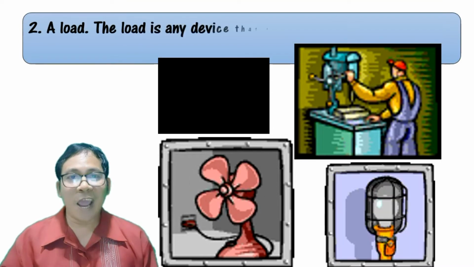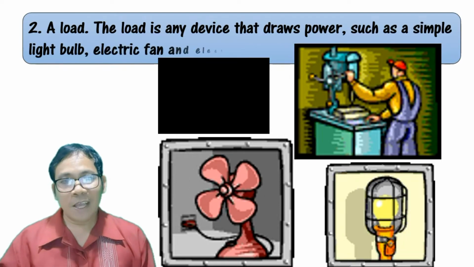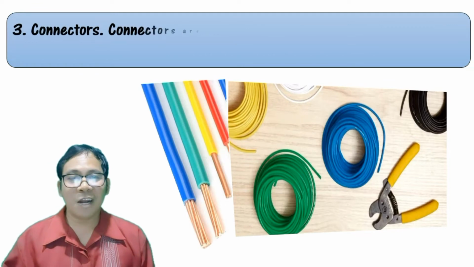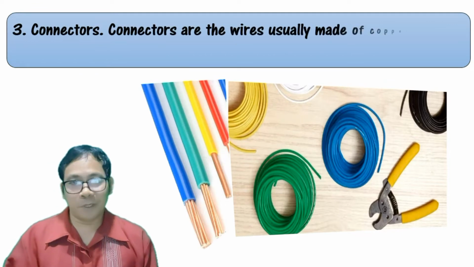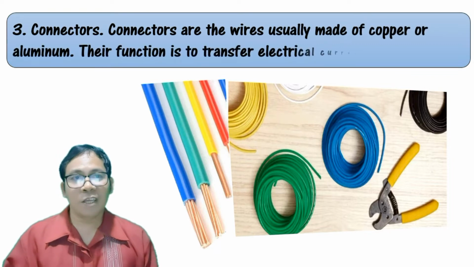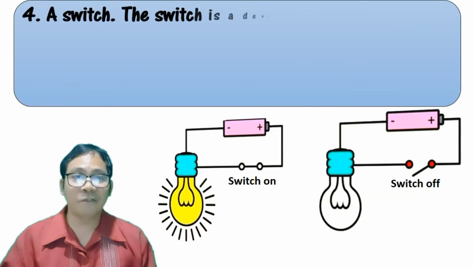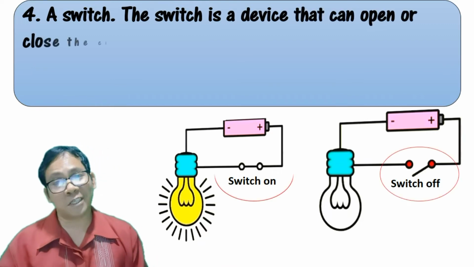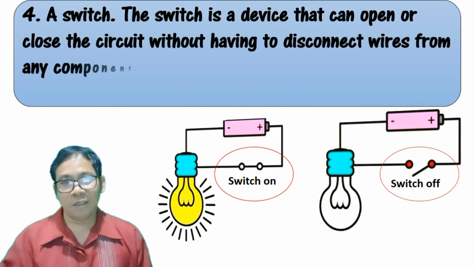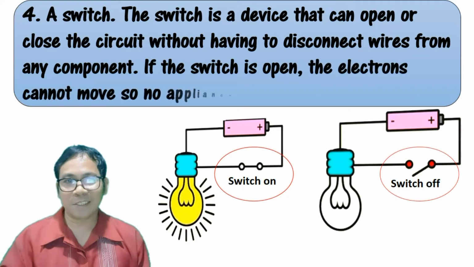The load is any device that draws power, such as a simple light bulb, electric fan, and electric drill. Number 3. Connectors. Connectors are the wires usually made of copper or aluminum. Their function is to transfer electrical current efficiently. Number 4. A switch. The switch is a device that can open or close the circuit without having to disconnect wires from any component. If the switch is open, the electrons cannot move, so no appliances get power.